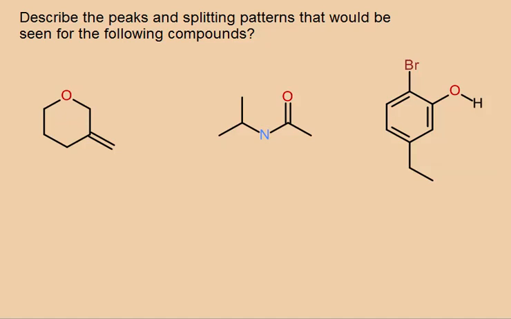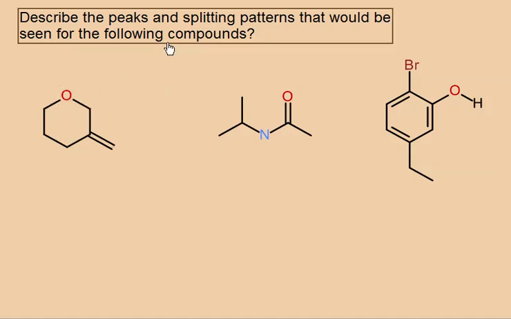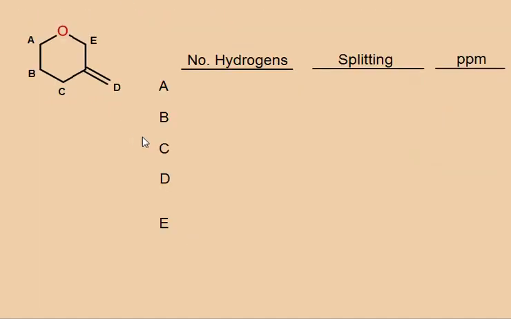Okay, let's take a look at some of the signals and resonance patterns and splitting we would see for hydrogens in these three organic molecules. So if we take the first one on the left and look at all the hydrogens which are present, looking at them in a counterclockwise direction around the ether link.